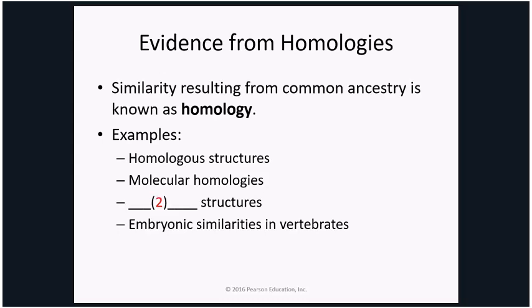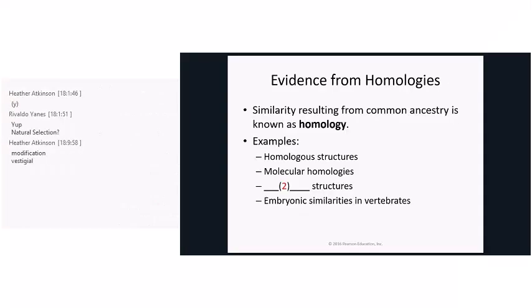So examples: the homologous structures, molecular homology. Now we can look at DNA and see how closely our DNA is matched to others. And then one other type of structure that I've left blank here, if anyone would like to venture a guess: vestigial structures, that's right. Vestigial means that you have some kind of structure that may no longer serve a real purpose, but if you go back far enough in your ancestry, there would have been an organism that used that structure.